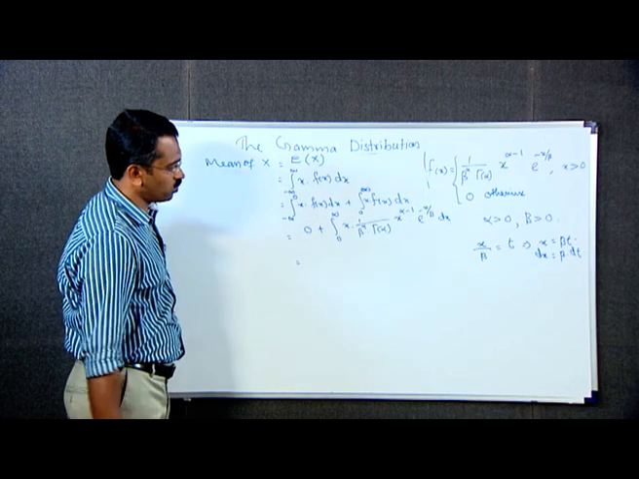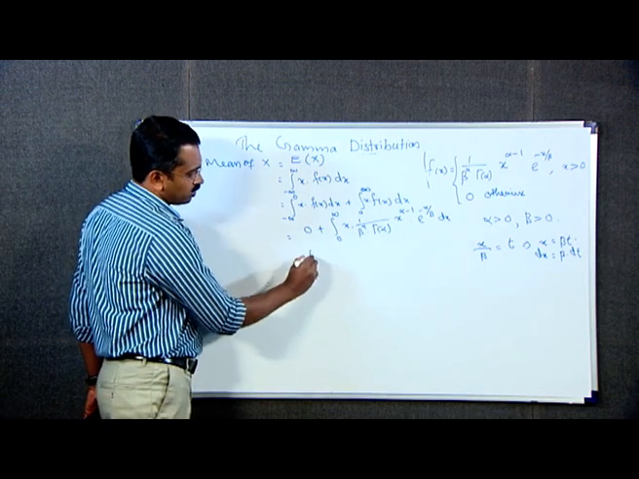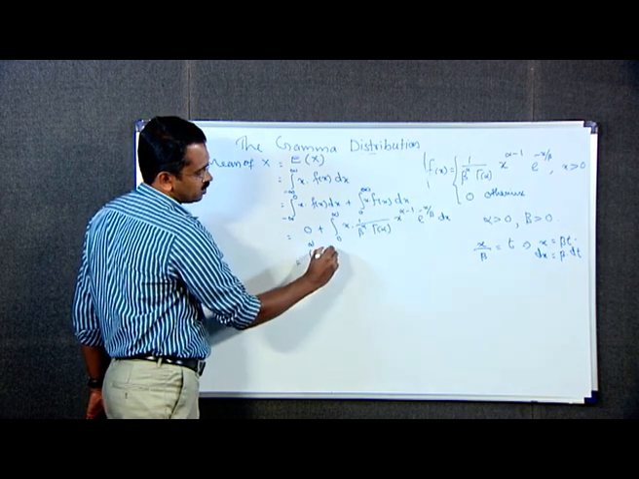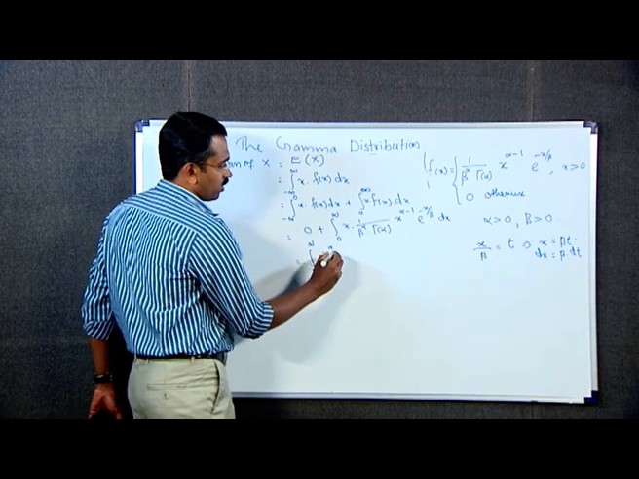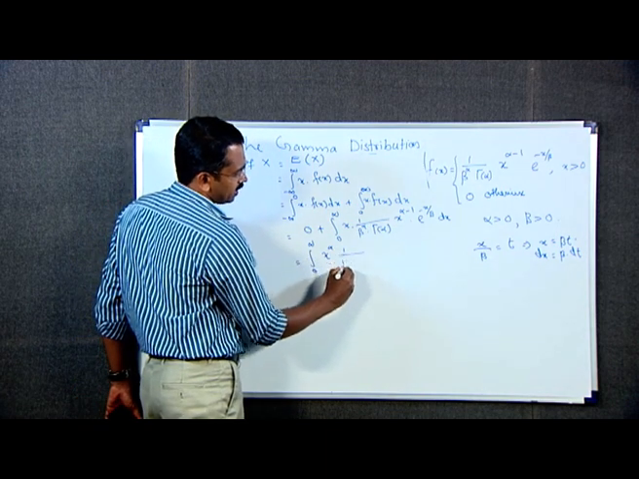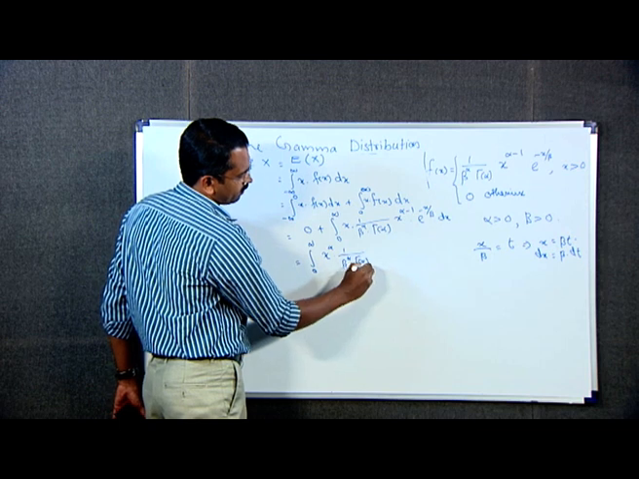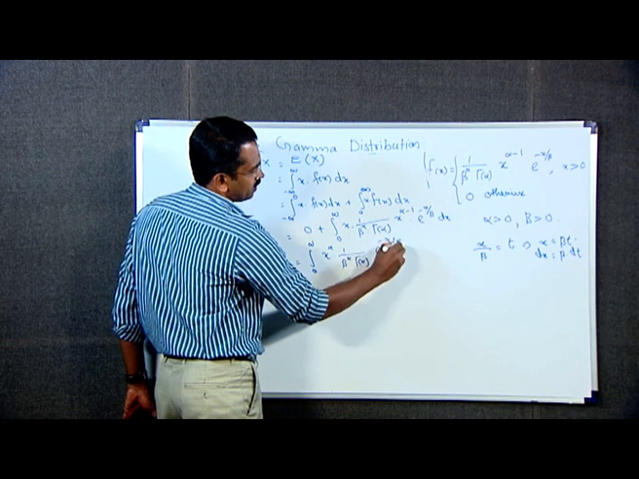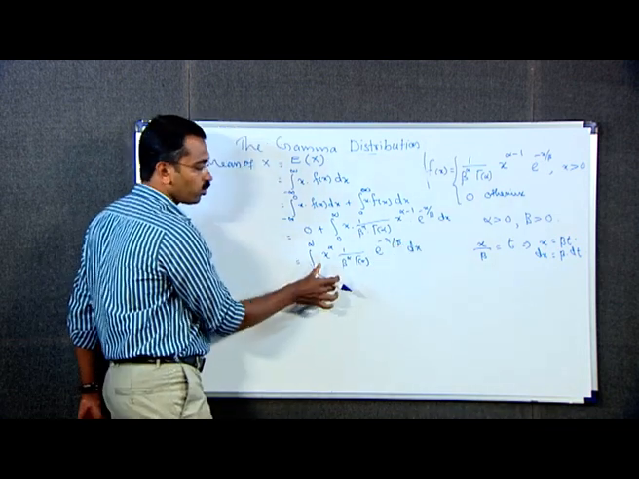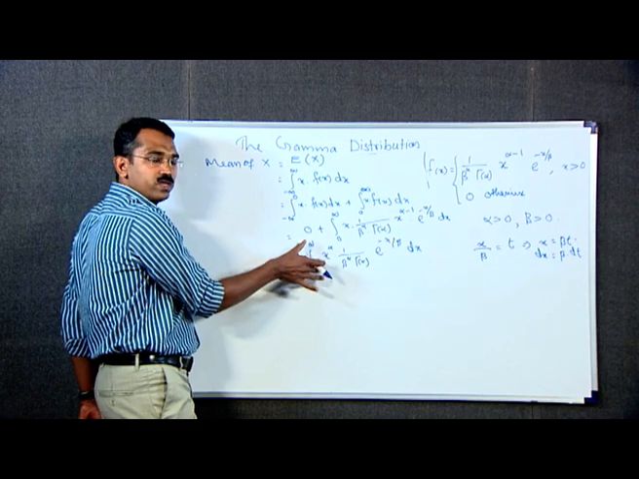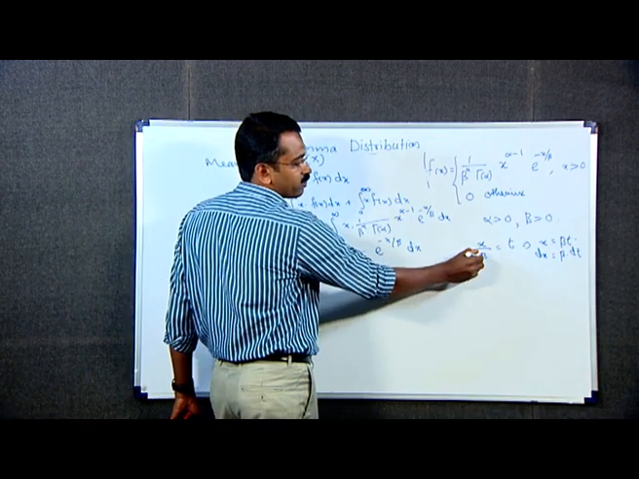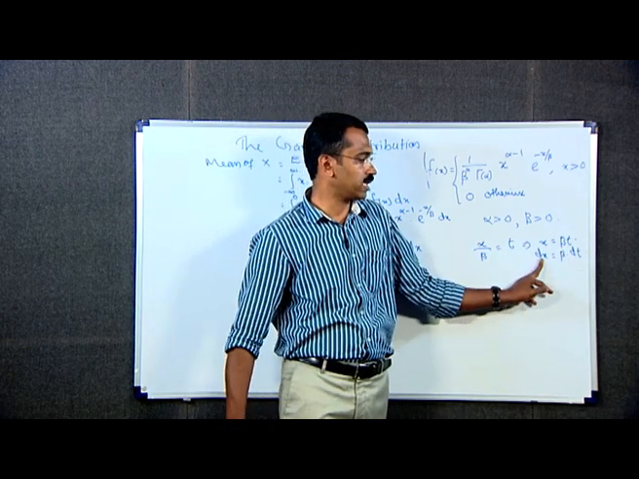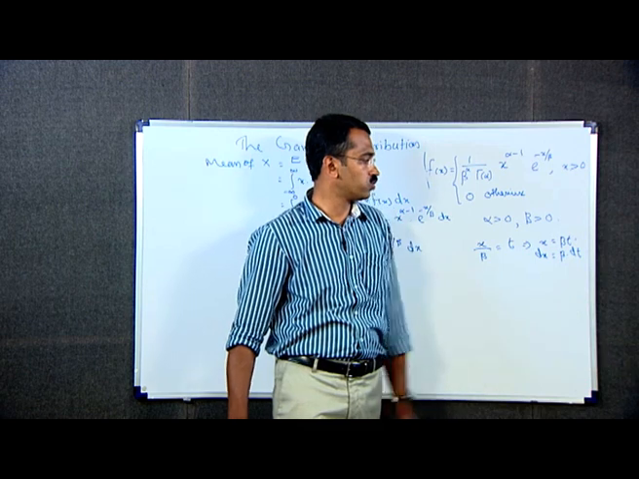This is equal to integral from 0 to infinity x into x raised to alpha minus 1, means x raised to alpha, into 1 by beta raised to alpha into gamma alpha e raised to minus x by beta dx. In order to evaluate this integral, we use the substitution x by beta is equal to t, which gives x is equal to beta into t, so that dx is equal to beta into dt.